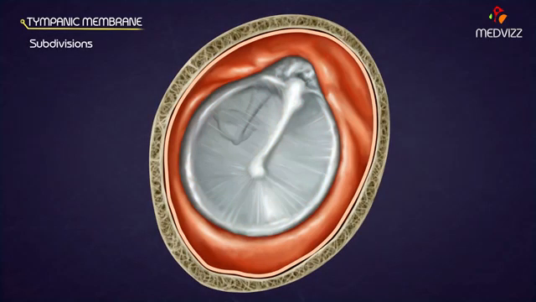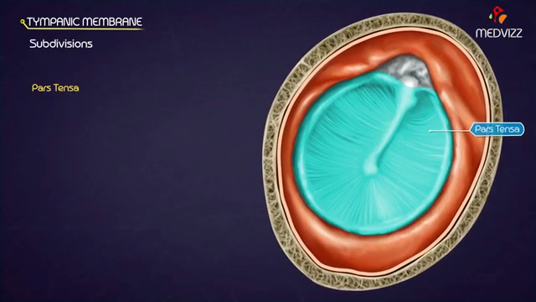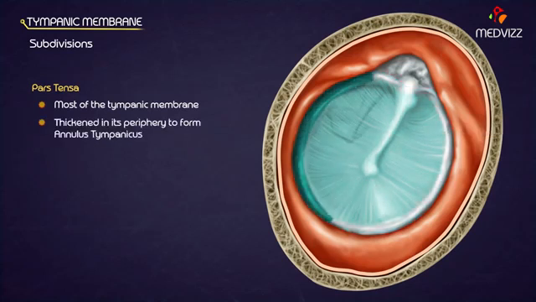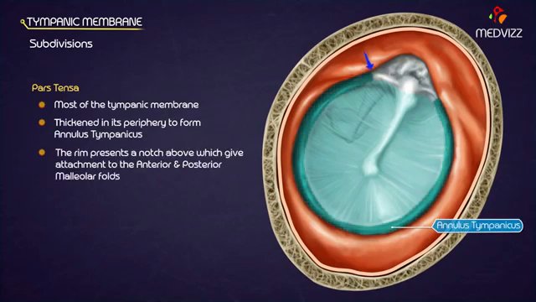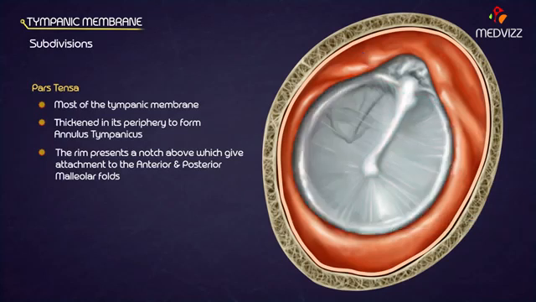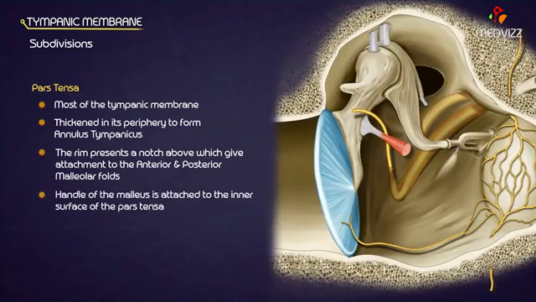Subdivisions. The tympanic membrane is divided into two parts, pars tensa and pars flaccida. Pars tensa. It forms most of the tympanic membrane. It is thickened in its periphery to form a fibrocartilaginous rim called the annulus tympanicus. The fibrocartilaginous rim presents a notch above. From the margins of the notch, the anterior and posterior malleolar folds extend to gain attachment to the lateral process of the malleus. The handle of the malleus is firmly attached to the inner surface of the pars tensa.